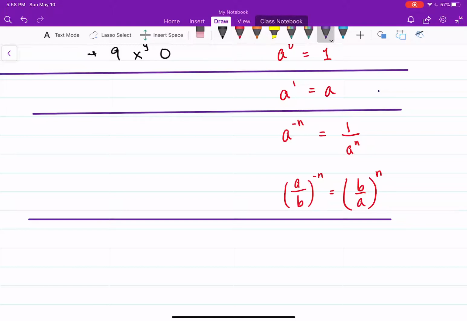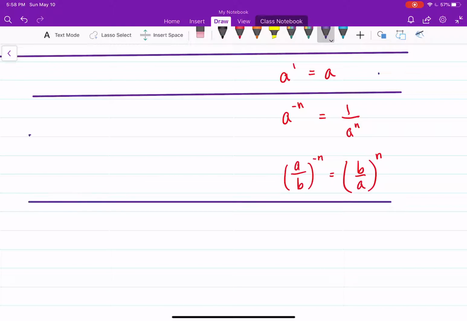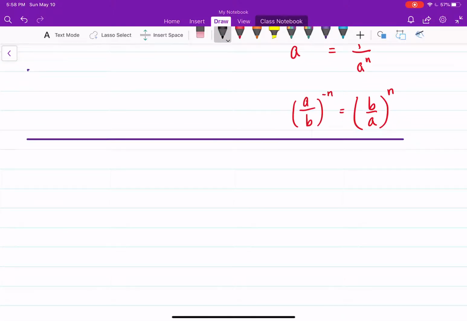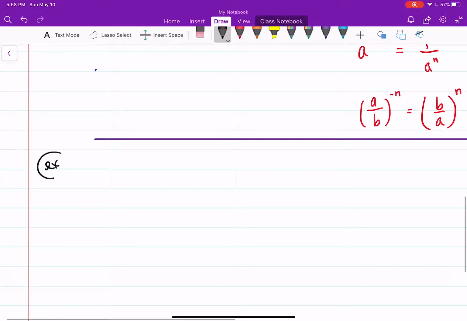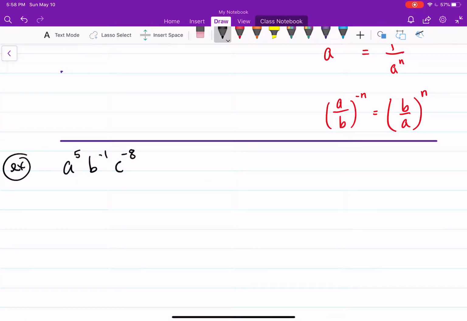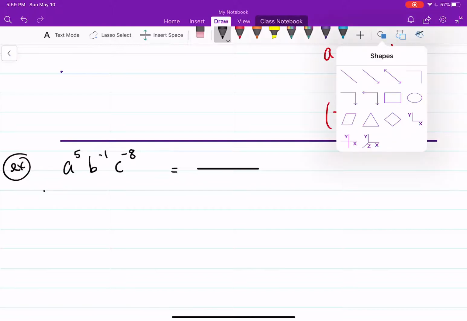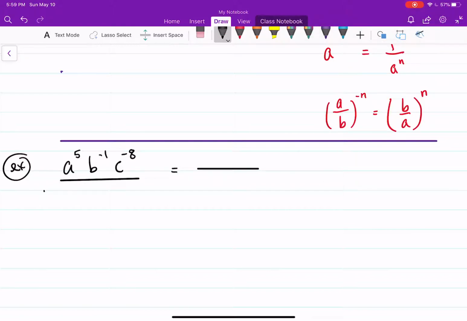All right, so the way I look at it this way. All right, so let's say I have an example here. And it is a to the fifth, b to the negative 1, and c to the negative 8. Okay, so remember before when I said we can always write anything as a fraction, right? Anything as a fraction. So what we're saying is this. I want to think of this as a fraction as well, but just over 1, right? So if that's the case, this is the way we look at it.